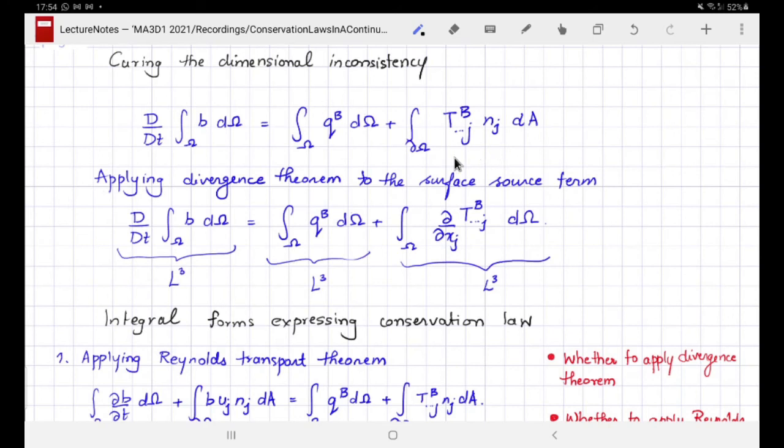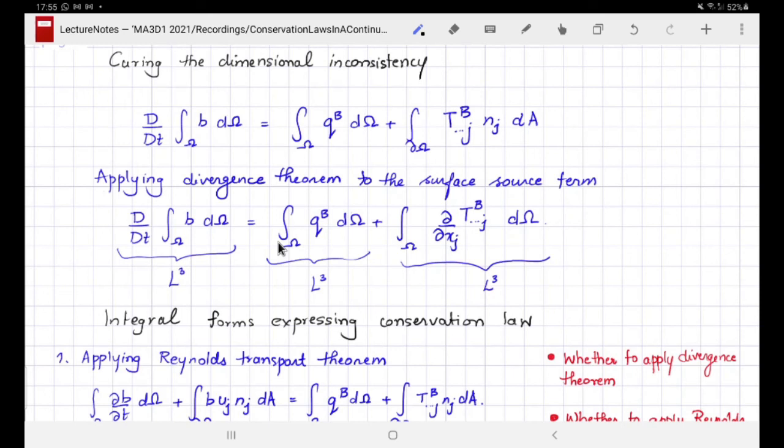We note that this surface term is now written in a form that the divergence theorem applies to. When we apply it to convert the surface integral into a volume integral, examination of the volume integral confirms that the term now scales as the volume of the element and not as the area anymore, which can then match with the other two terms that scaled with the volume. So in this manner, the dimensional inconsistency is cured.